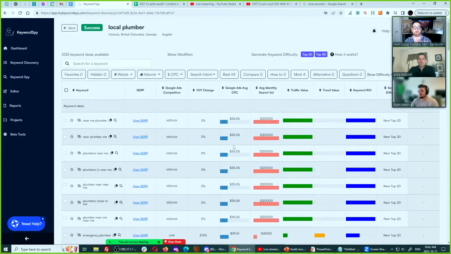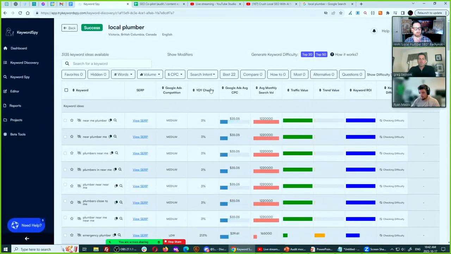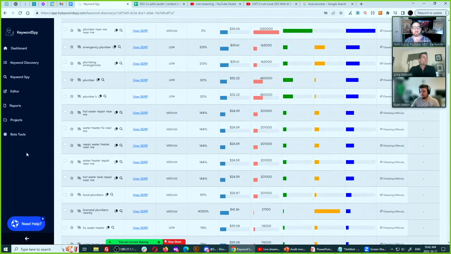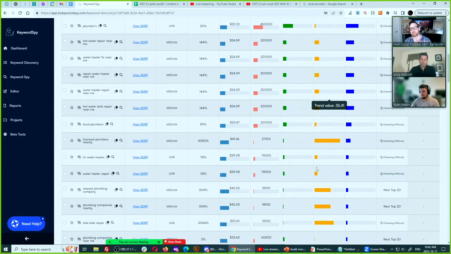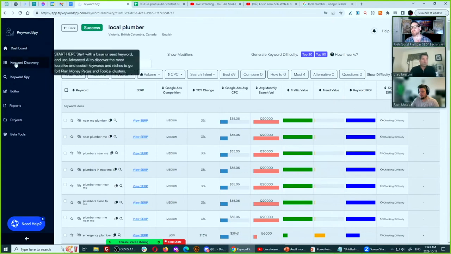But this is where you would find the ones that have the most money and that are hot this year. And that would be theoretically the best ones. It might also not be done. I shouldn't really be showing it before it's done, quite frankly. But anyway, you would go through here and check to see which ones have the most money behind them, which ones are hot this year. Hot water repair near me is up 144%. That's interesting. And you'd find the right keywords that you want to rank for here. That is what you would do first, and that is, again, 75% of the battle. I cannot stress how important this step is. That's why we have it at the top here and we say start here with a base or seed keyword and use advanced AI to discover the most lucrative and easiest keywords and niches to go for.